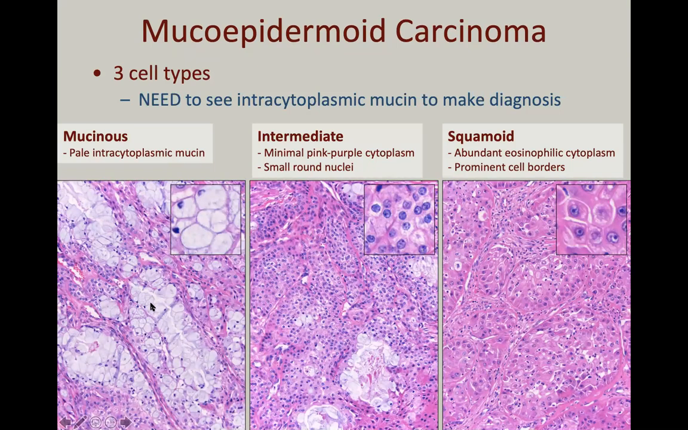It should demonstrate mucinous cells. It should demonstrate squamoid cells that resemble almost squamous cell carcinoma. And then these very nondescript, quote unquote, intermediate cells with sort of round nuclei and sort of pale cytoplasm.